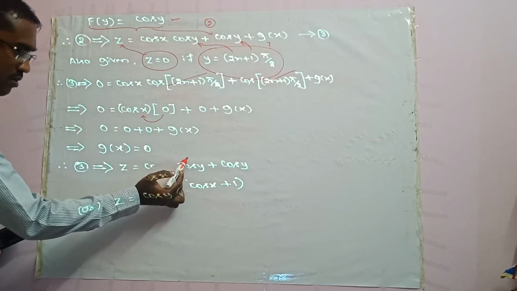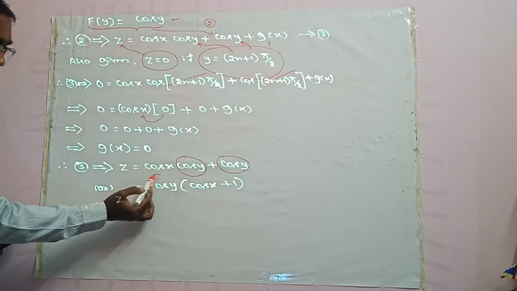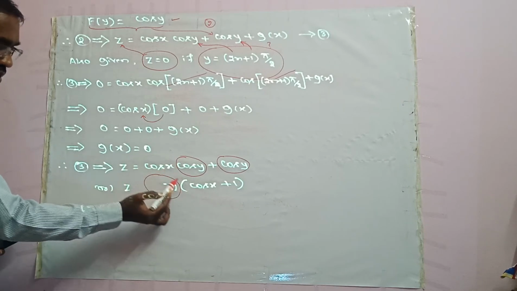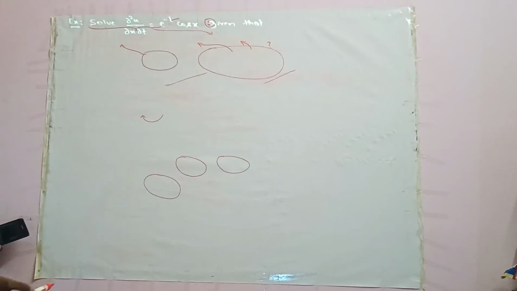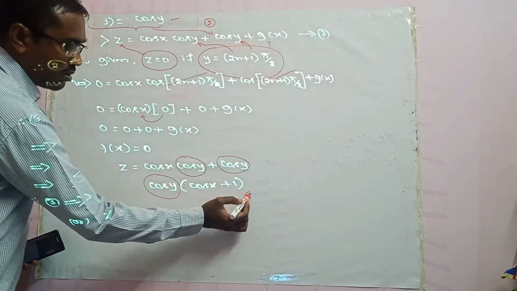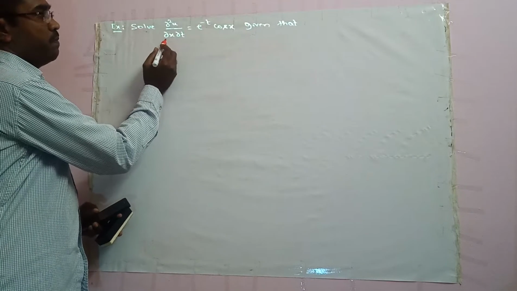Now what is common here? Cos y is common in both the terms. If you take cos y outside, what remains? Cos x plus 1 remains here. So this is the final solution of the given problem with given conditions. Let's solve the next problem.